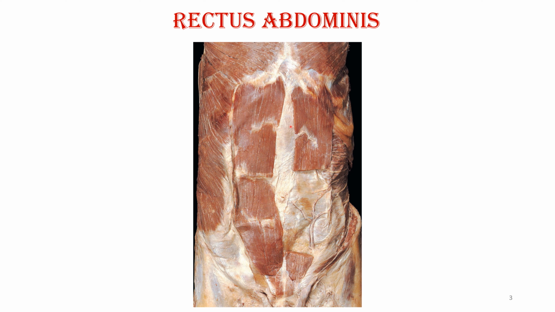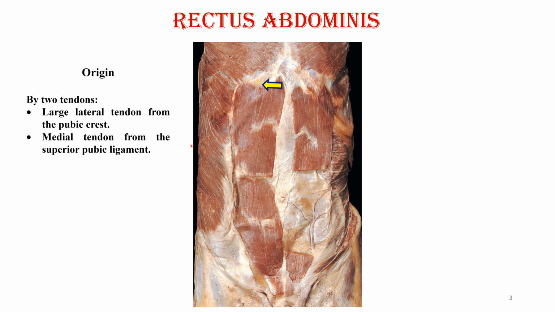That is the rectus muscle, which is found on each side of the middle line. This is the linea alba here, and these are the two sides of the rectus abdominis. The lower muscle here is what we call the pyramidalis muscle. We'll come to it. So that is the rectus. It arises by two tendons, a lateral one from the pubic crest, which is the largest one, and a medial one from the superior pubic ligament. The insertion of that muscle is into the 7th, 6th, and 5th costal cartilages.